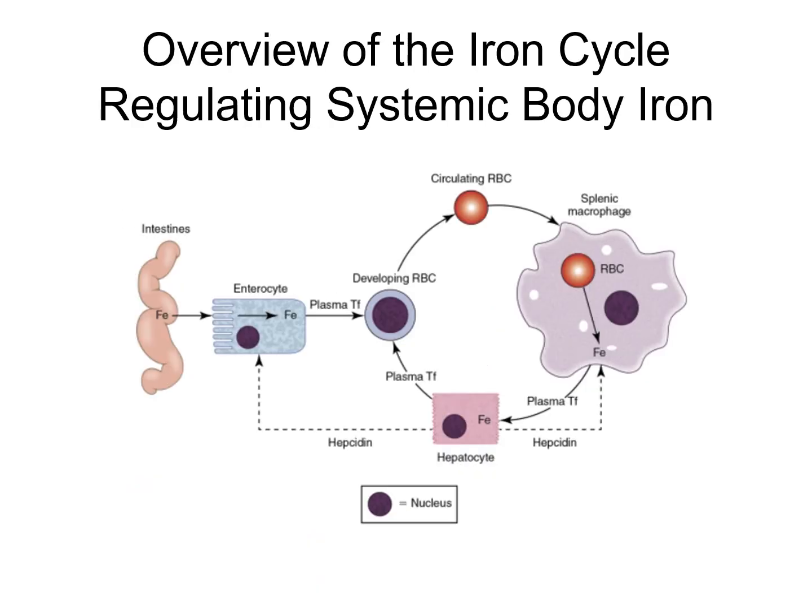So an overview of the iron cycle regulating systemic body iron. Iron, as mentioned before, is an essential element for vital biological functions such as oxygen transport and cellular metabolism. The body tightly regulates iron levels through a complex cycle that involves absorption, transport, utilization, recycling, and storage. This regulation helps to ensure adequate supply while preventing toxicity from excess iron.